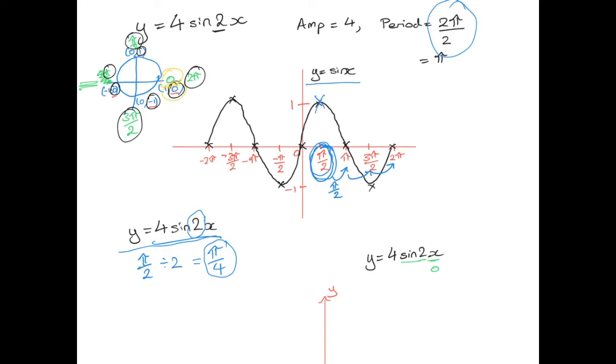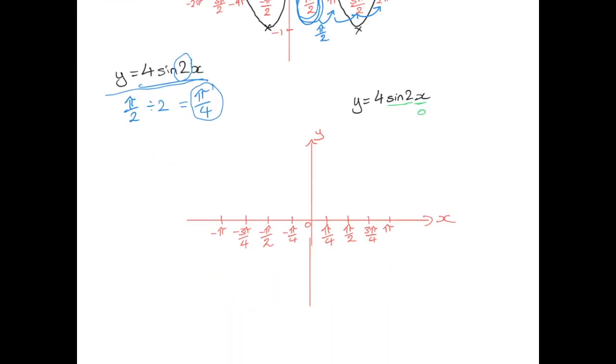So sine is 0, and then 4 times 0 is still just 0. I'm at 0. Okay, let's keep going. Pi on 4 is my next x value. So what's 2 times pi on 4? That's pi on 2. Sine of pi on 2, looking back at your unit circle, girls, that's 1. 4 times 1 is 4.